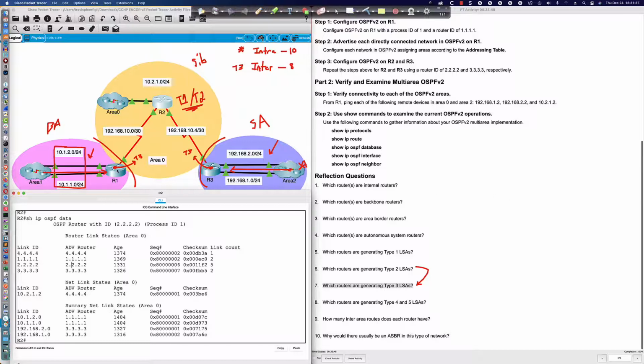Now, to be clear, OSPF is a link state routing protocol. It was originally a link state routing protocol. It is a link state routing protocol today, and it will always be a link state routing protocol. What I'm saying is it behaves and shows characteristics in a multi-area OSPF configuration of a distance vector routing protocol.